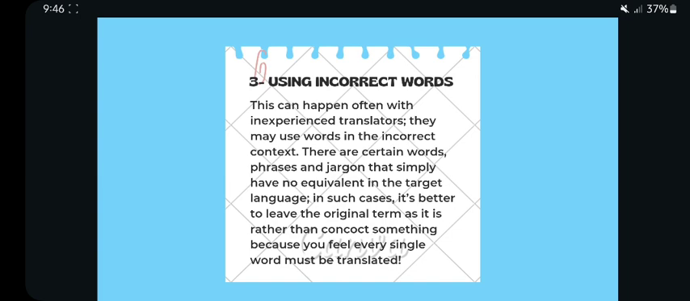3. Using incorrect words. This can happen often with inexperienced translators. They may use words in the incorrect context. There are certain words, phrases, and jargon that simply have no equivalent in the target language. In such cases, it's better to leave the original term as it is rather than concoct something because you feel every single word must be translated.